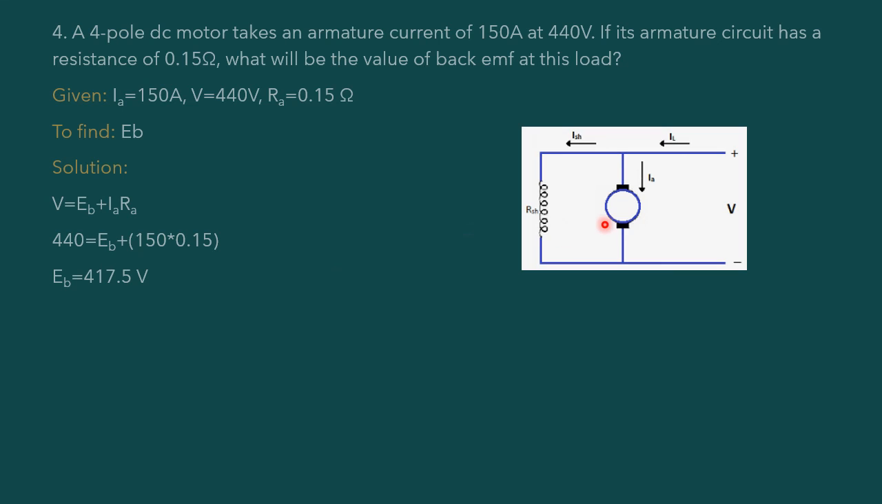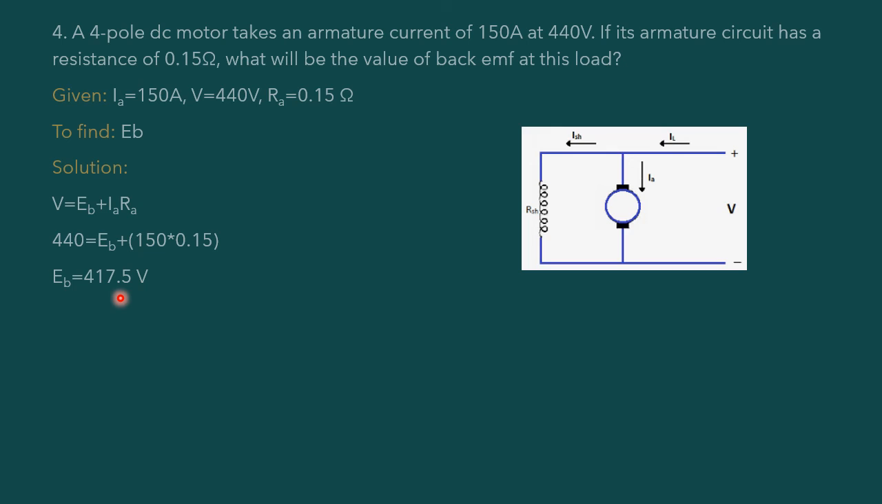So what about the equation? Write the loop equation for this. Here this is the voltage rise. Here only we are applying voltage. So V is equal to the back EMF plus the drop in the armature. V is equal to EB plus IA RA. So V is 440 volts, EB we have to find, plus IA is 150, that is given, RA is also given 0.15. So now we have found the value of EB as 417.5 volt.